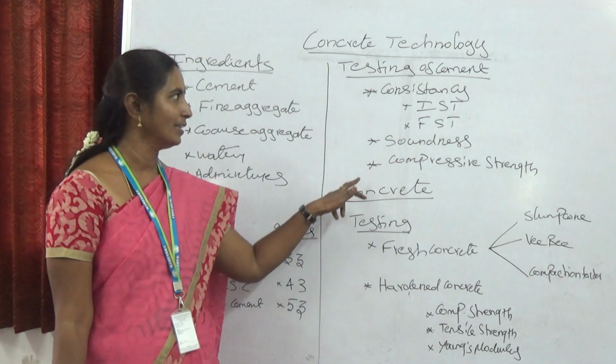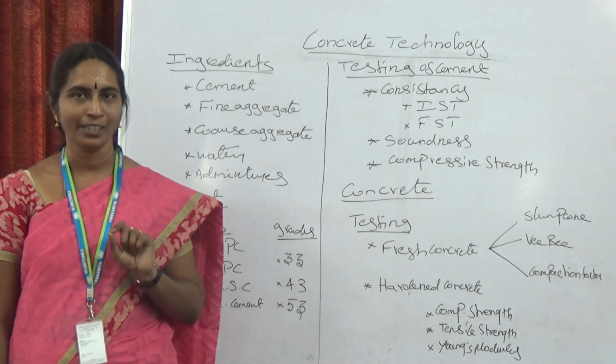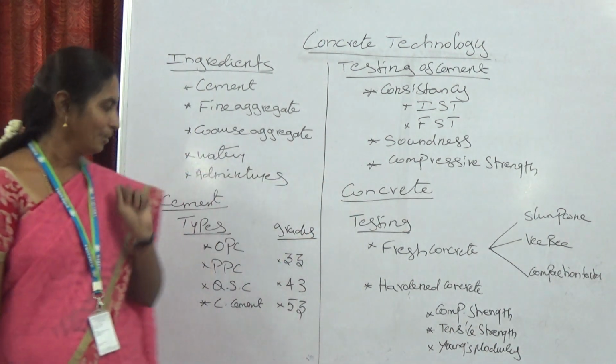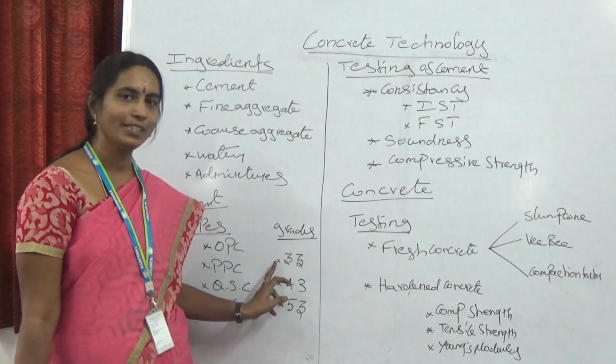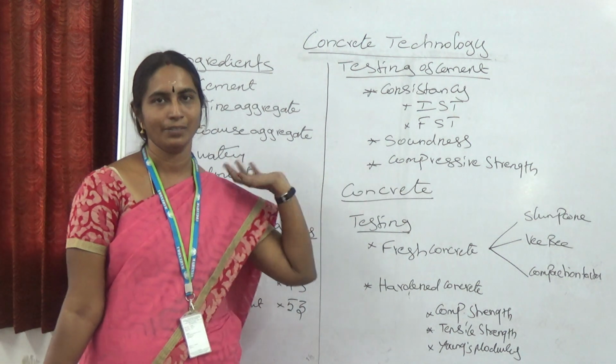The next cement test is the compressive strength. The compressive strength is very important and predominant for the cement, because it can be implied for the types of the cement and the grades of the cement. The grade of the cement is determined by using the compressive strength of the cement.